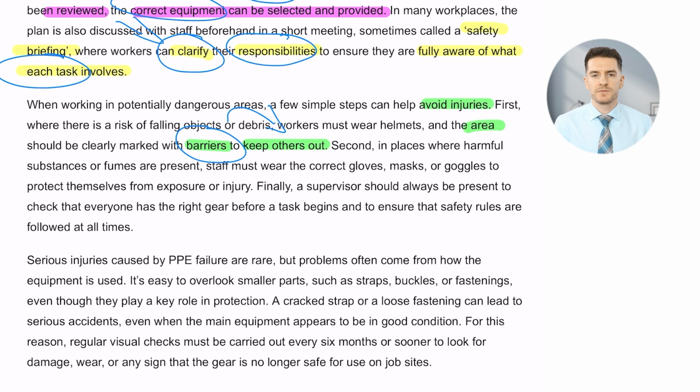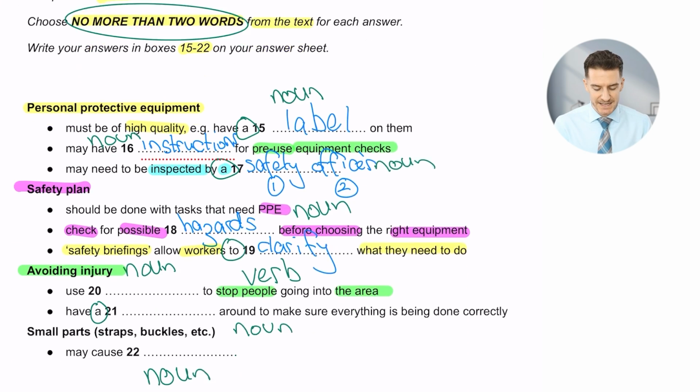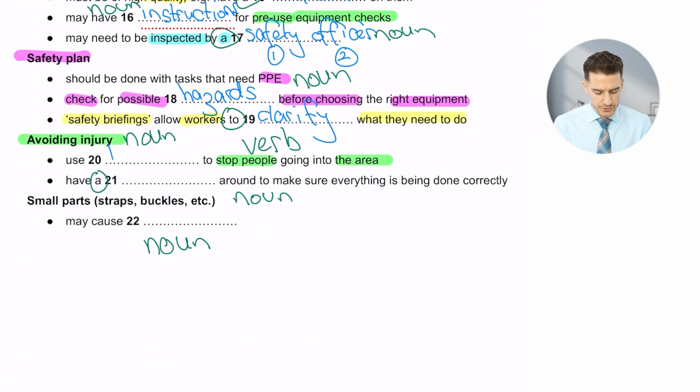So that's another thing to be really careful about. Even though an answer might fit, it might not be correct because it doesn't answer the question or it doesn't make sense. So always think about that. And remember, don't just choose the first answer that you see. So use barriers to stop people going into the area. Looks good. All right, let's move on to the next one.